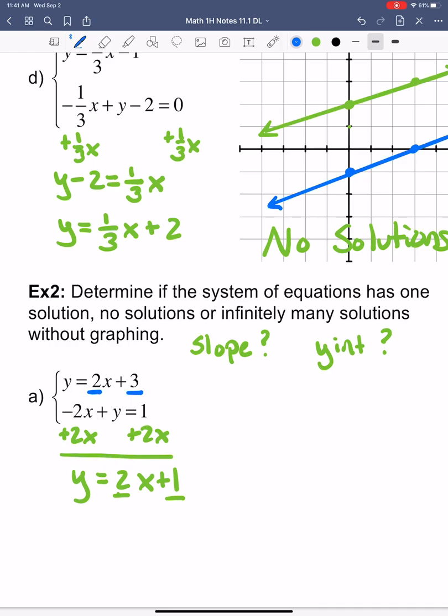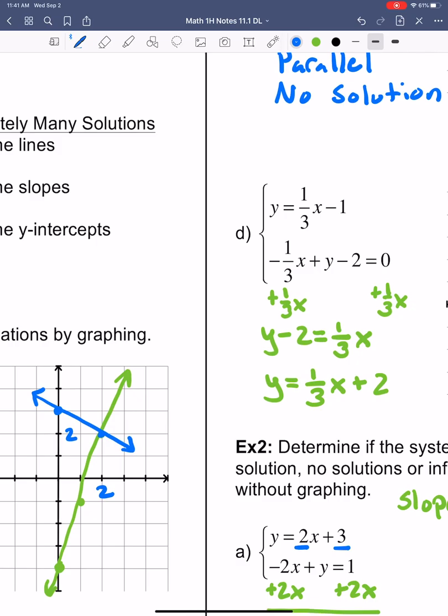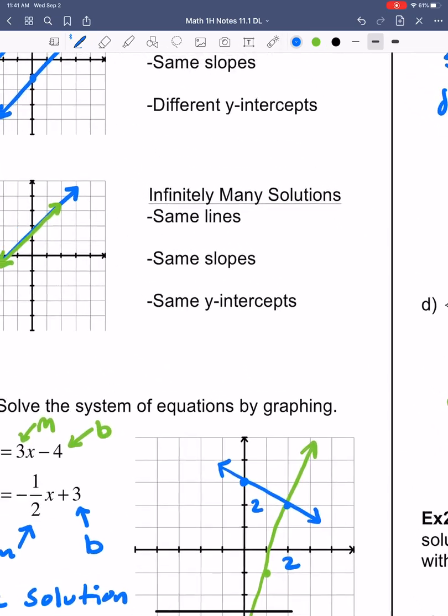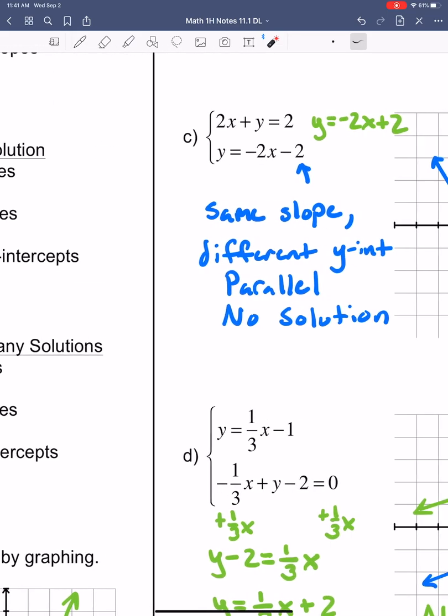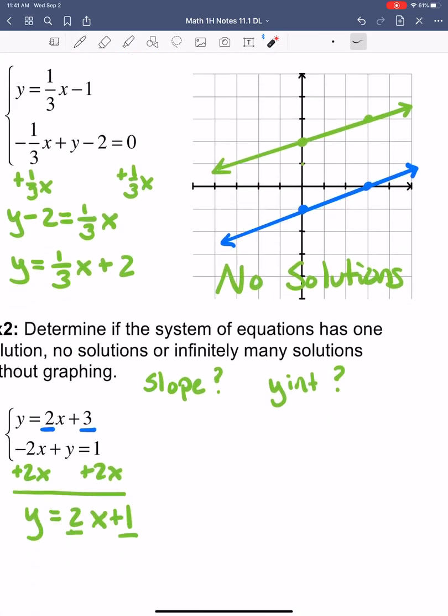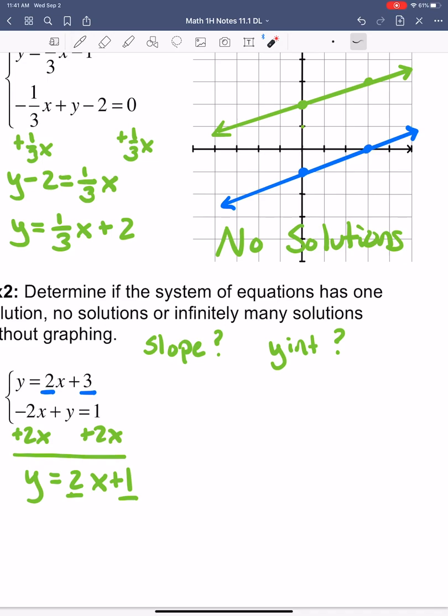And so we have the same slope, but we have different y-intercepts, right? Because 3 and 1 are different. So same slope, different y-intercepts. If you scroll over here to the top left, we can check this out. It says if we have the same slope and different y-intercepts, we're going to end up with no solution here. So these are going to end up being parallel lines, and so we're going to have no solution, and we know that without even graphing.